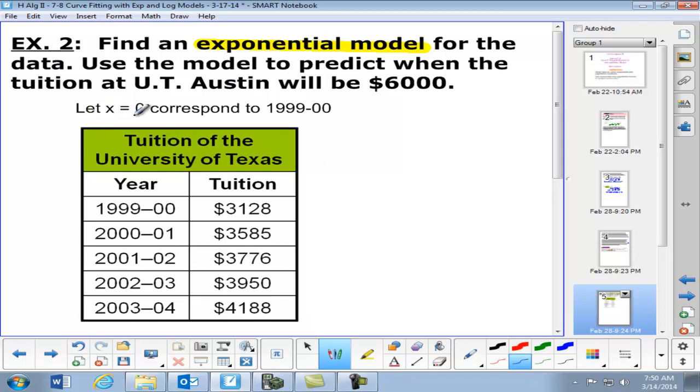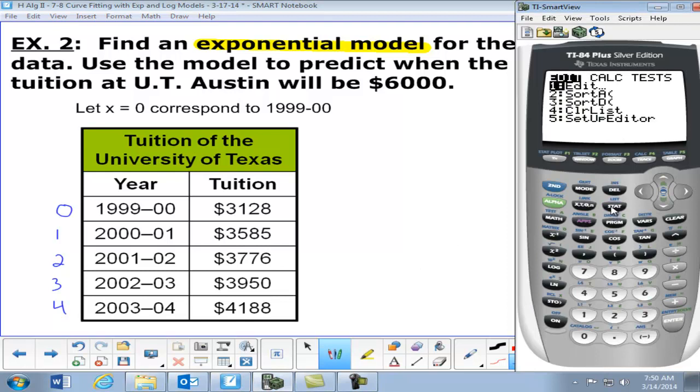And then it also says let x correspond to the 1999-2000 school year. So x equals 0 is here. This would be 1, 2, 3, and 4. So here's your list 1, here's your list 2. So we're going to go to our calculator, stat, edit. And then remember, we need to clear these lists, don't delete them, clear them. Up, clear, down, over, up, clear, down. So you're clearing your lists out.